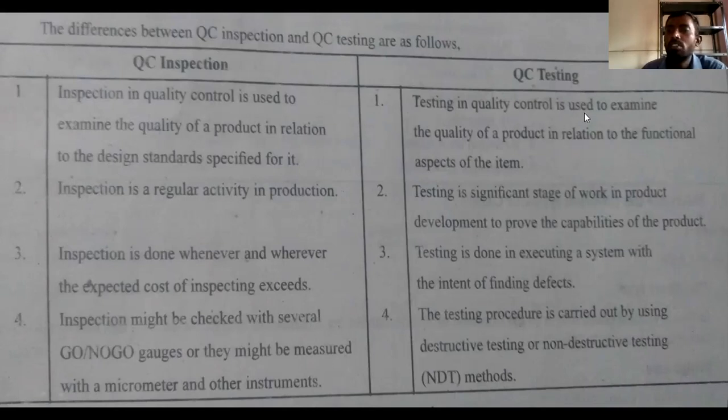Testing in quality control is used to examine the quality of a product in relation to the functional aspects of the input. So here, it tests the quality: how much percentage of the product, how much of the quality of the product. So the first product, how much quality, second product, third product.